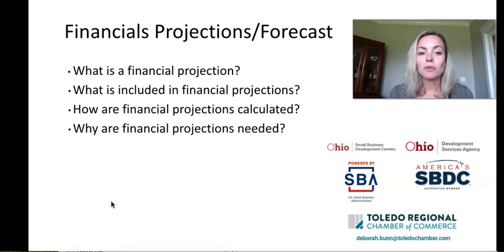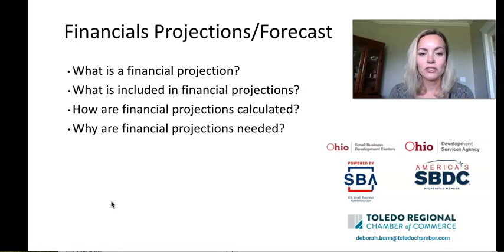So today we're talking about really what a financial projection is, what's included in those projections, how you even go about calculating them, and then why they are so important and every small business owner should be able to complete their own with a little help as needed. So let's move into really what is a financial projection.